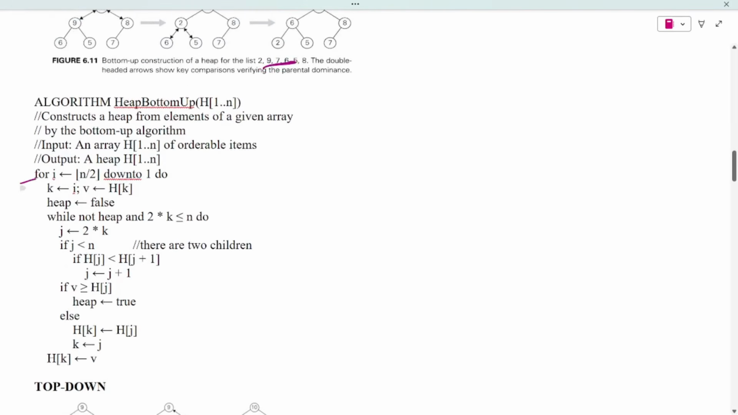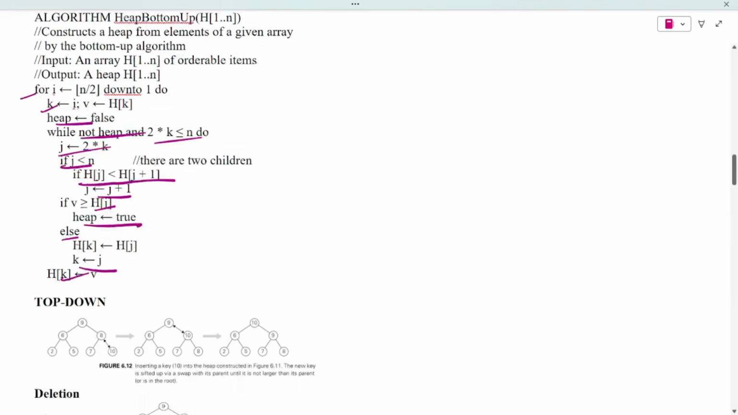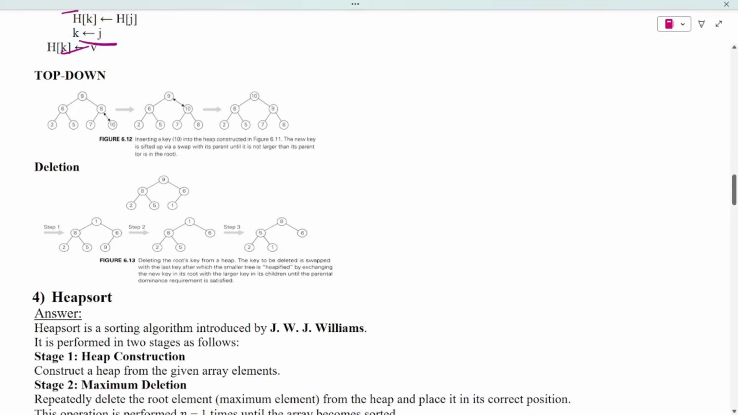Next, for k, and heap is false, if not heap, j will be 2 times k. If j is less than n, you will be replacing h of j with j plus 1, and j will be j plus 1. If v is greater than or equal to h of j, then heap will be true, else again you will be replacing k with j, and you will be inserting. This is the array, and this is the element which you have, and next will be v. That was the bottom up. This you can see is the top down.